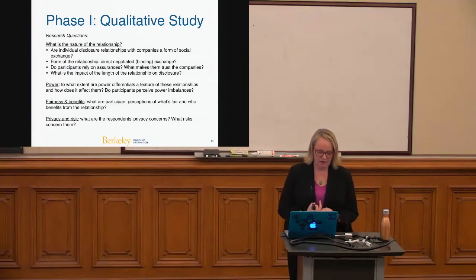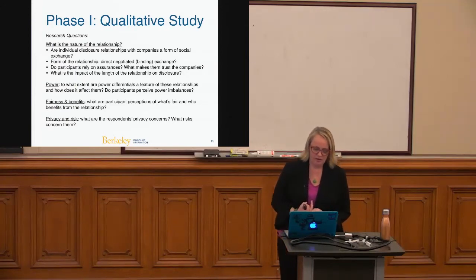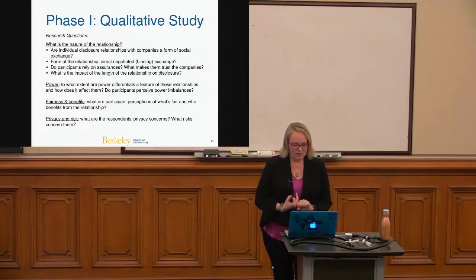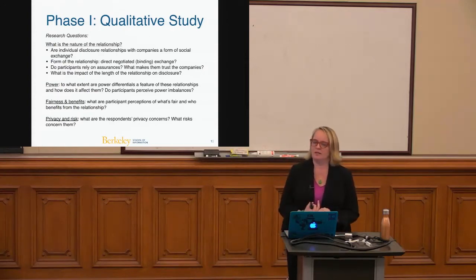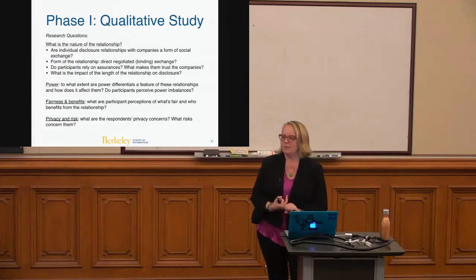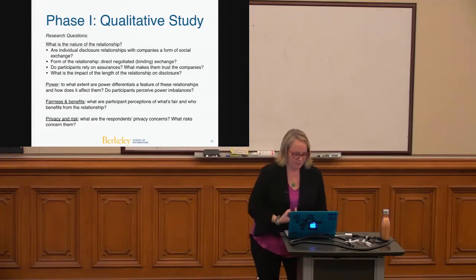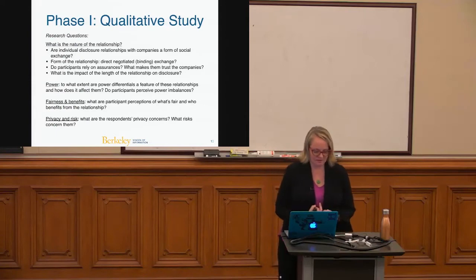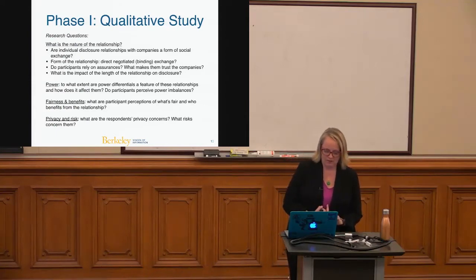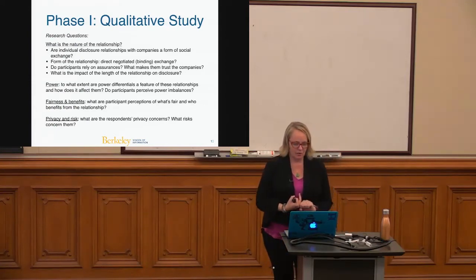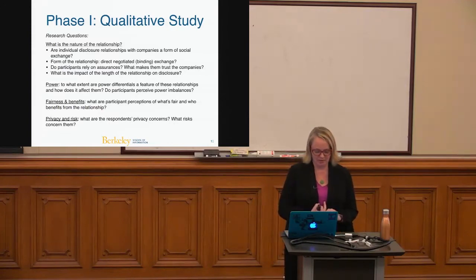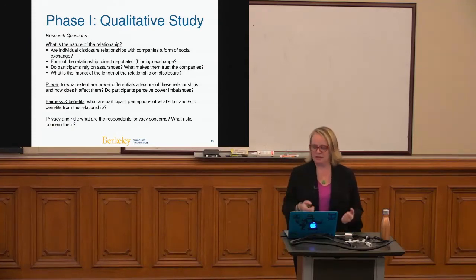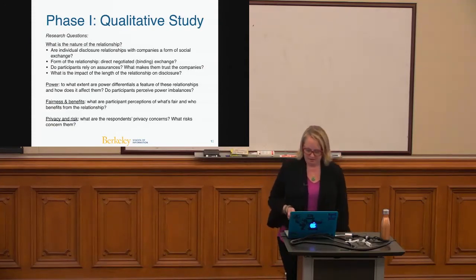And so in addition to determining what the form of the relationship was, I also asked questions around power to get a sense of to what extent power differentials were features of the relationships and how it might affect them. I asked the participants about fairness and benefits. So what were their perceptions of what was fair and who they benefited or who they thought benefited from the relationship. And then questions about privacy and risk. What were their concerns? You know, what risks did they think about, and so on.